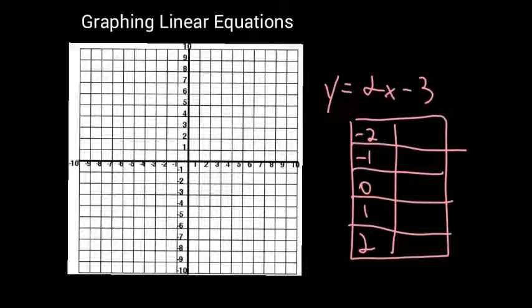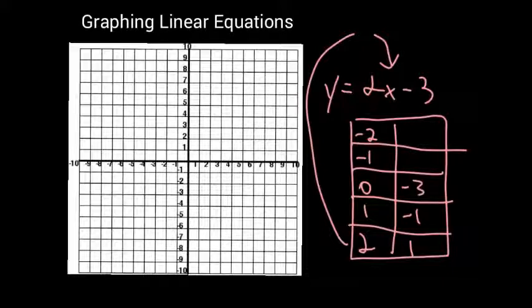So we just put these numbers into our equation. I'm going to start at the bottom, with 2. So I put this 2 in there. 2 times 2 is 4, minus 3 is 1. Then I put the 1 in. 2 times 1 is 2, minus 3 is -1. Then 2 times 0 is 0, minus 3 is -3. 2 times -1 is -2, minus 3 is -5. And then 2 times -2 is -4, minus 3 is -7.